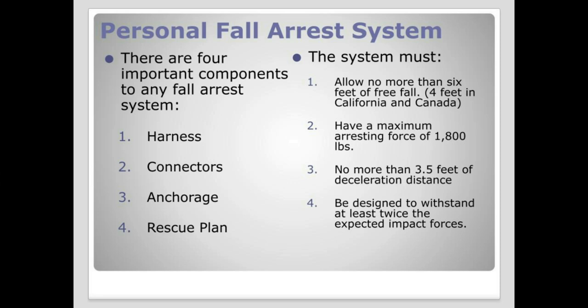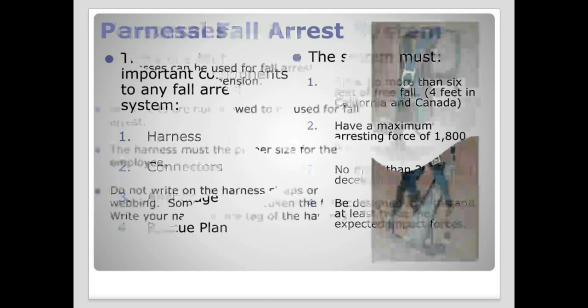The system must, 1, allow no more than 6 feet of free fall, 4 feet in California and Canada, have a maximum arresting force of 1,800 pounds, no more than 3.5 feet of deceleration distance, and be designed to withstand at least twice the expected impact forces.